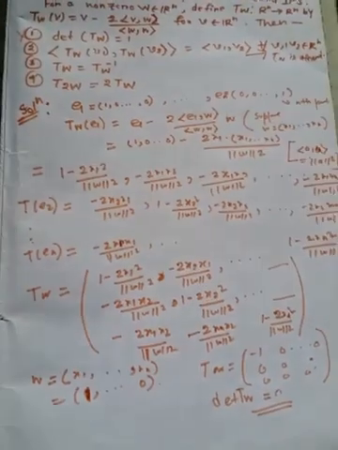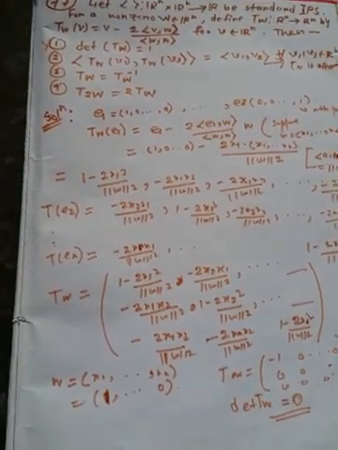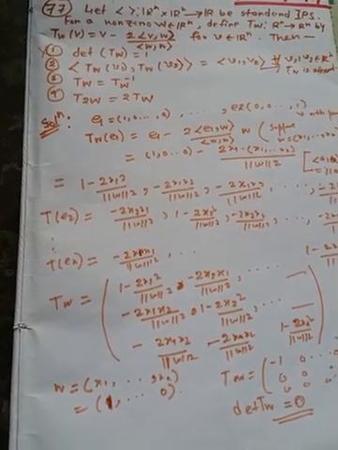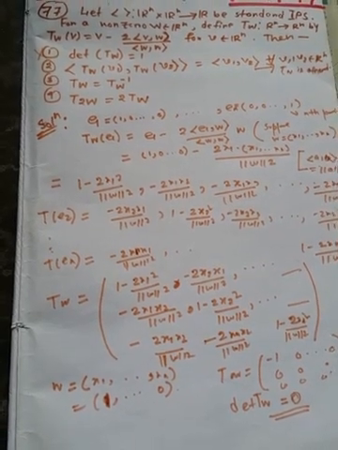It is clear, because here the determinant is 0. If anybody takes this type of W in R to the power n, the determinant is 0. So the determinant of TW is not 1, and option 1 is not correct.